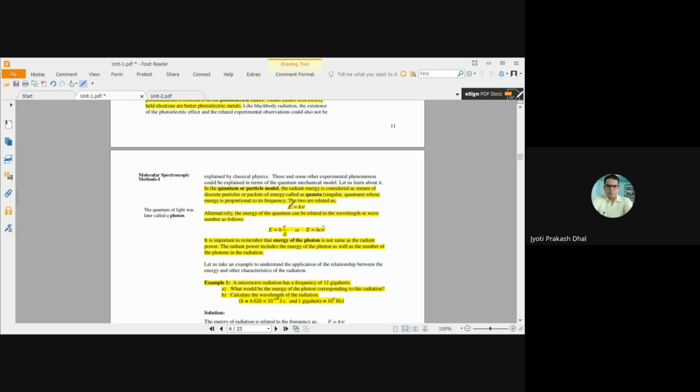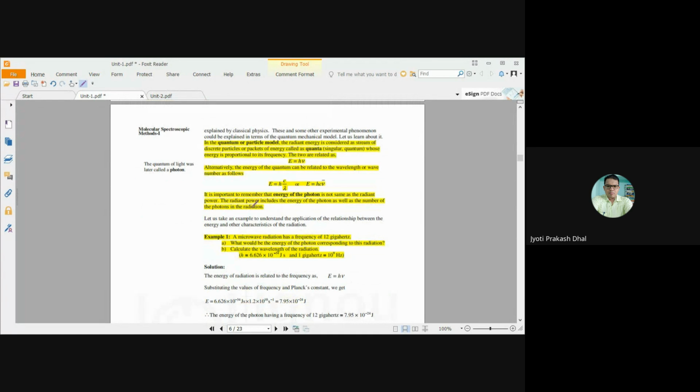Suppose we consider a particular packet of energy, that is called a quantum, and the energy of a quantum is equal to E equals h nu. Similarly, we know that E equals hc by lambda, or alternatively, E equals hc nu bar. It is important to remember that the energy of the photon is not the same as the radiant power. The radiant power includes the energy of the photon as well as the number of photons emitted. That is known as radiant power.